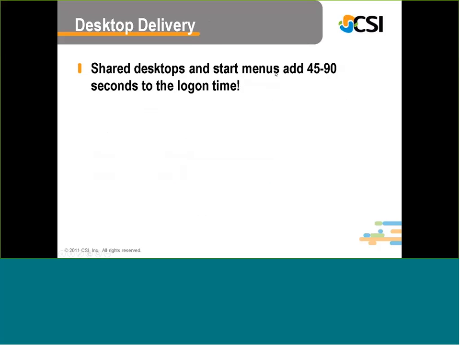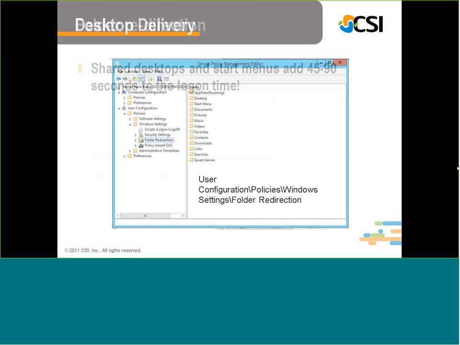All right, again, shared desktops and start menus, 45 to 90 seconds login time. It's bad. If you have anything on those shared desktops or start menus that aren't shortcuts, you're going to have death. So you get somebody that copies a 40 meg zip file, and now every user is getting a 40 meg zip file copied down. So the only thing that should be on shared desktops and start menus are shortcuts. You should audit those folders if you're still using that and just make sure.